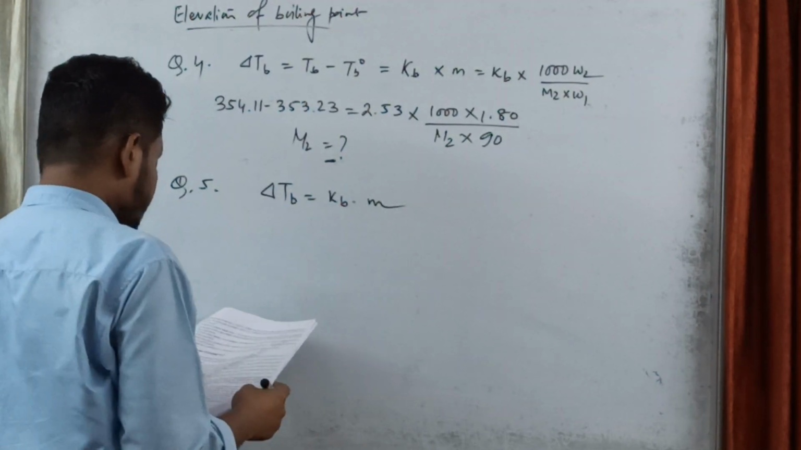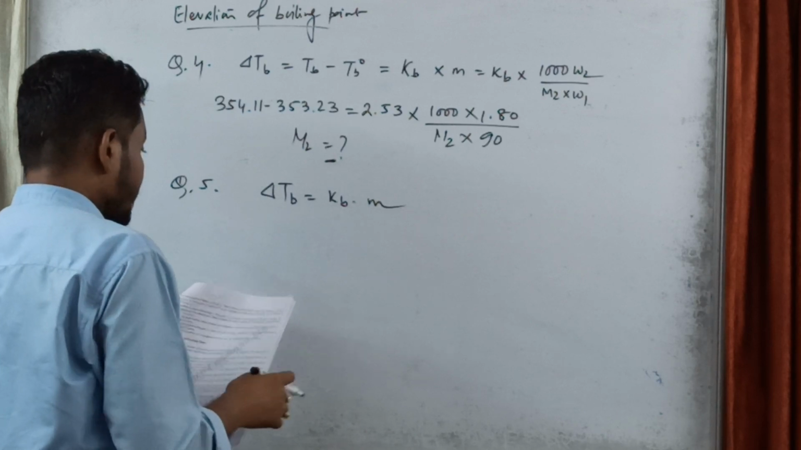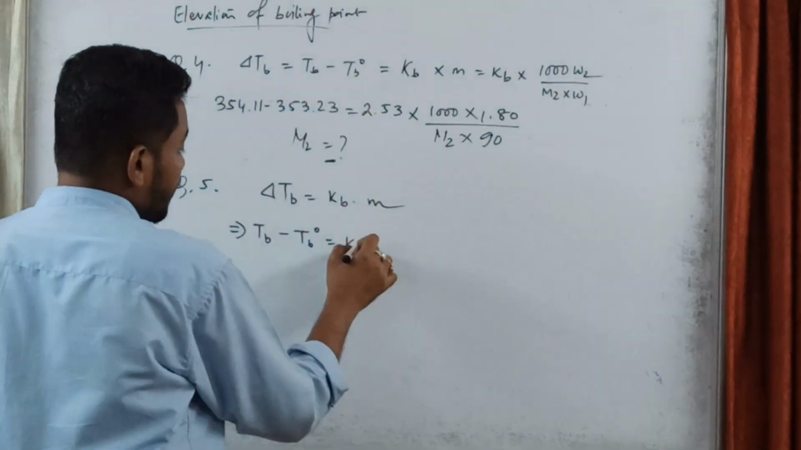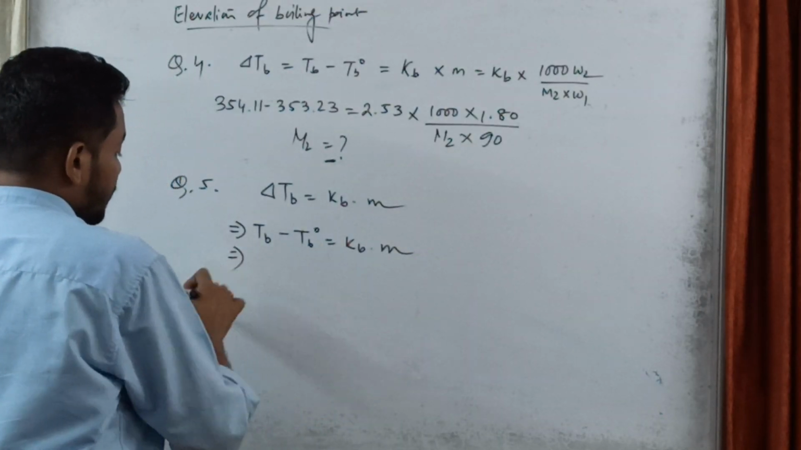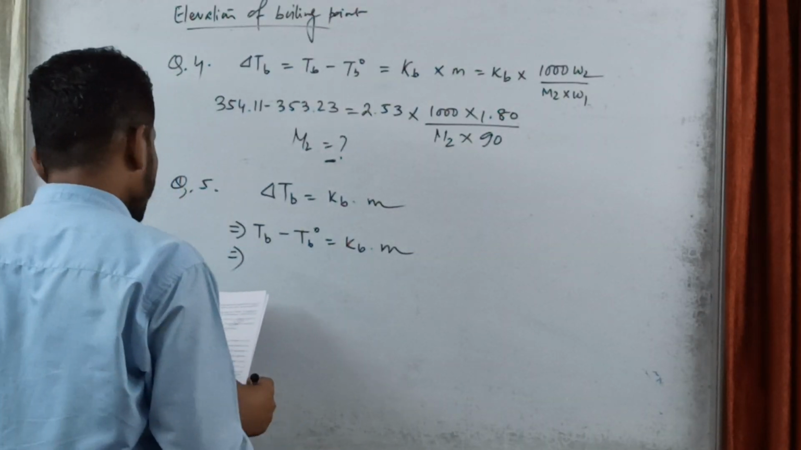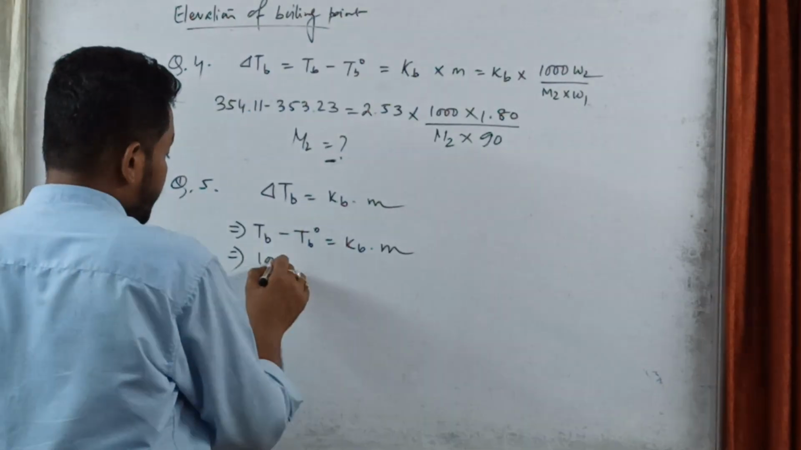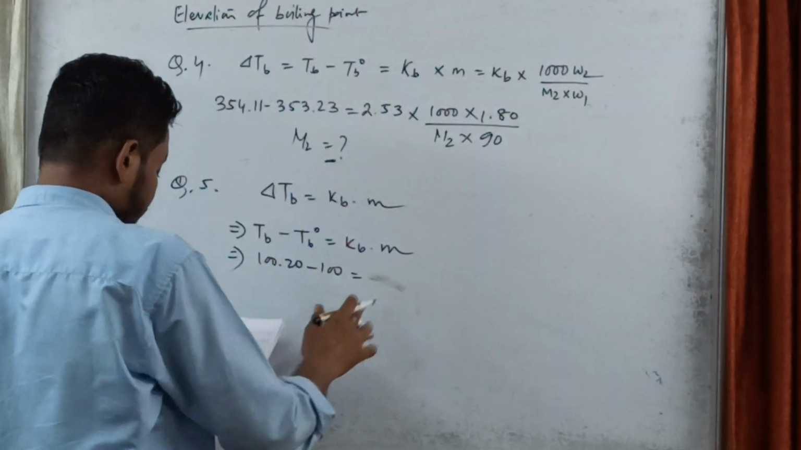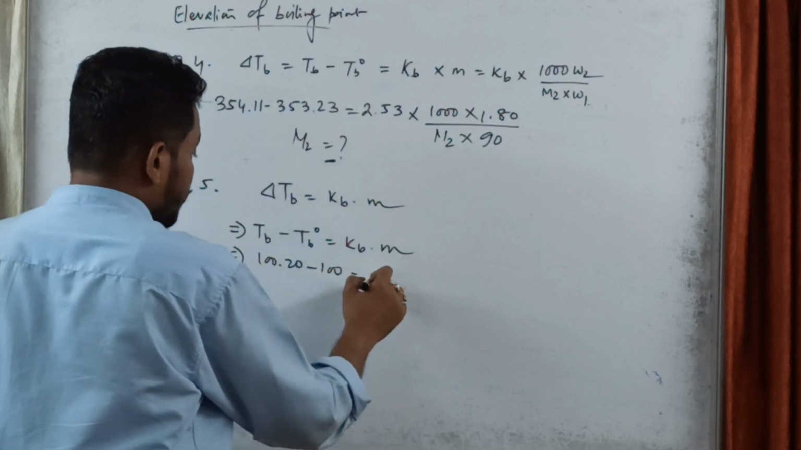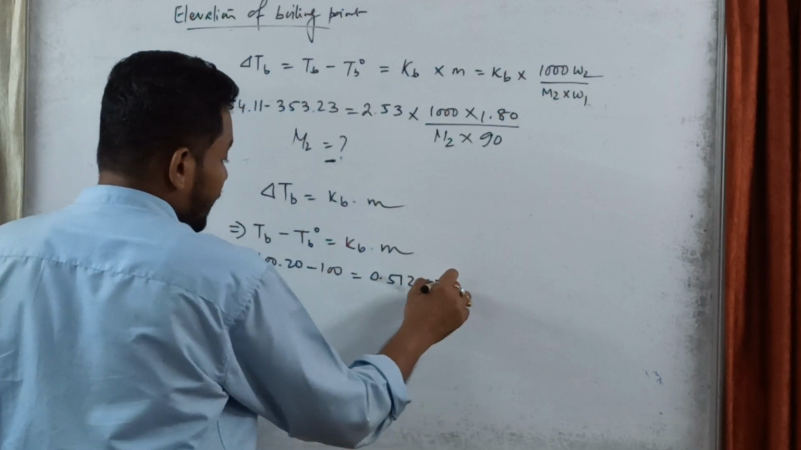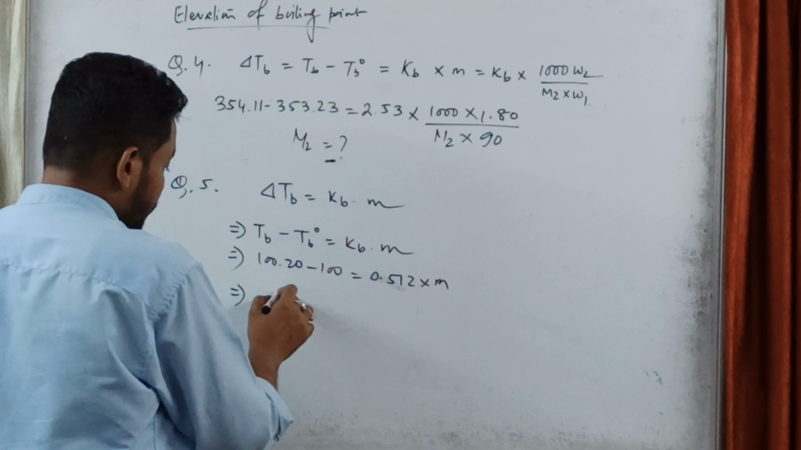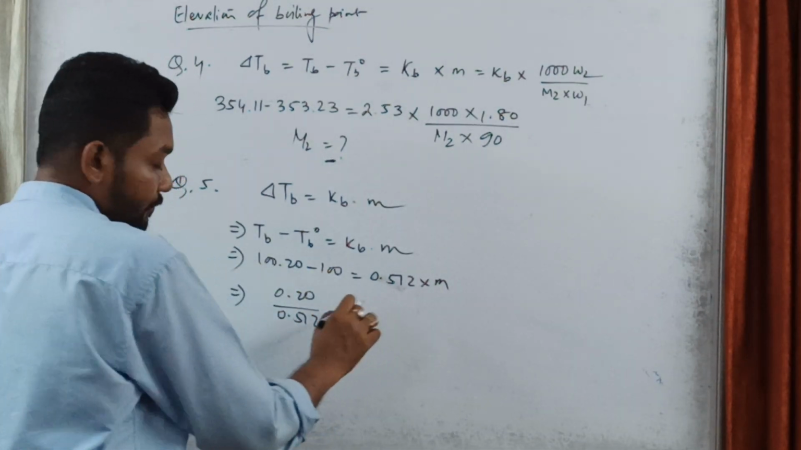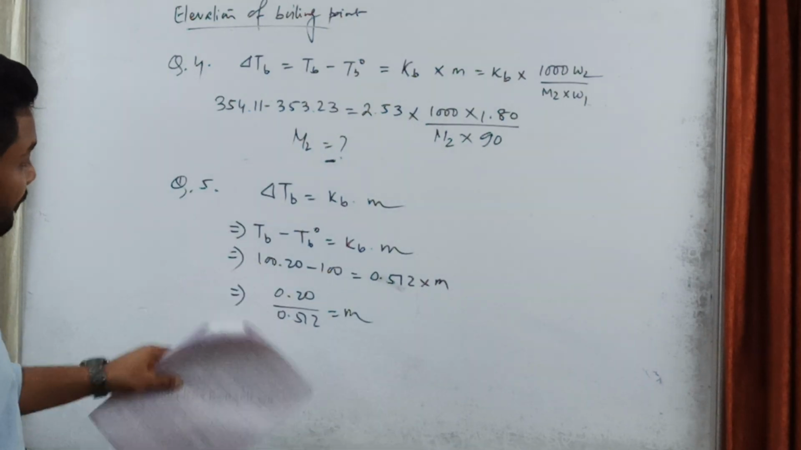So they have said delta Tb means Tb minus Tb0, that is Kb into m. Now it is given the boiling point of the solution is 100.20. 100.20 minus Tb0, 100 you will take. Kb value is given, 0.512. So you can easily calculate m here. So 0.20 divided by 0.512 you will get the m.